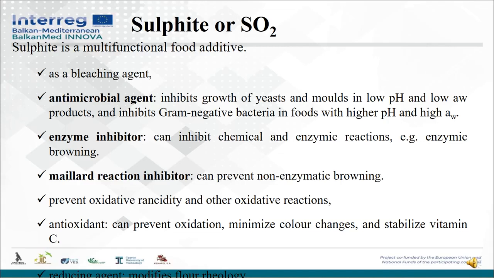Another characteristic of sulfite is that it is an enzyme inhibitor because it can inhibit chemical and enzymatic reactions, for example, enzymatic browning. Also, sulfite can be a Maillard reaction inhibitor because it can prevent non-enzymatic browning. On the other hand, it can prevent oxidative rancidity and other oxidative reactions. Sulfite can act as an antioxidant as it can prevent oxidation, minimize color changes, and stabilize vitamin C. On the other hand, sulfite can act as a reducing agent and modifies flow rheology.